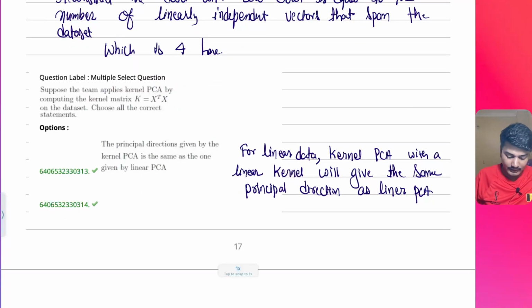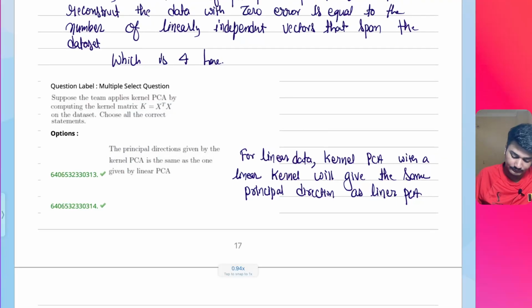Now, the next question is, suppose the team applies kernel PCA on that particular data set using the kernel matrix. Choose all the correct options. The first option is that the principal direction given by the kernel PCA is the same as linear PCA. So yes, kernel PCA with a linear kernel will give the same principal direction as linear PCA.